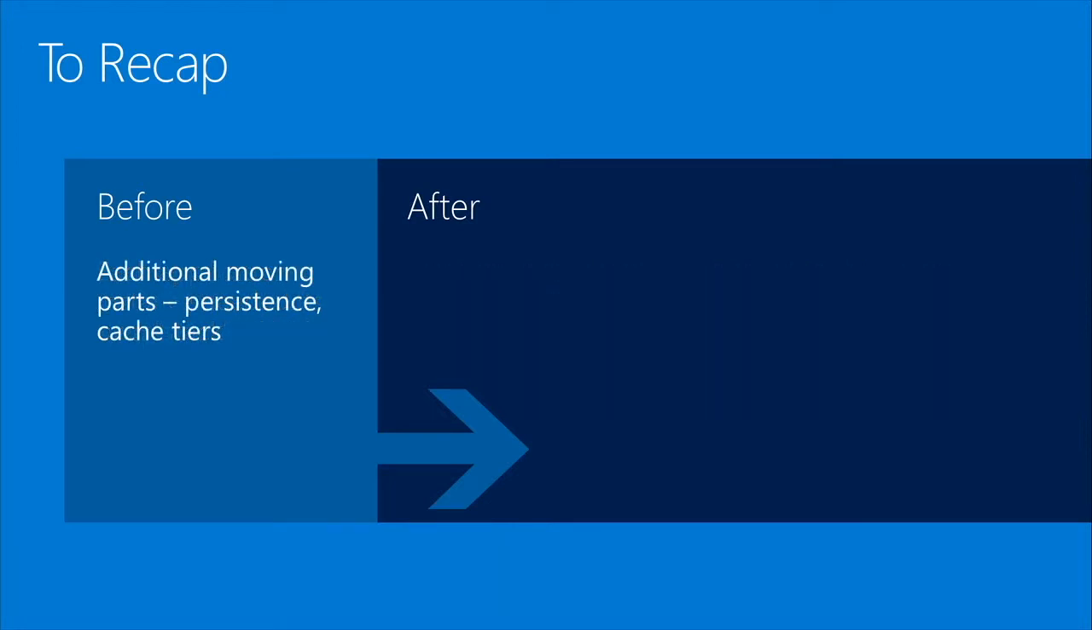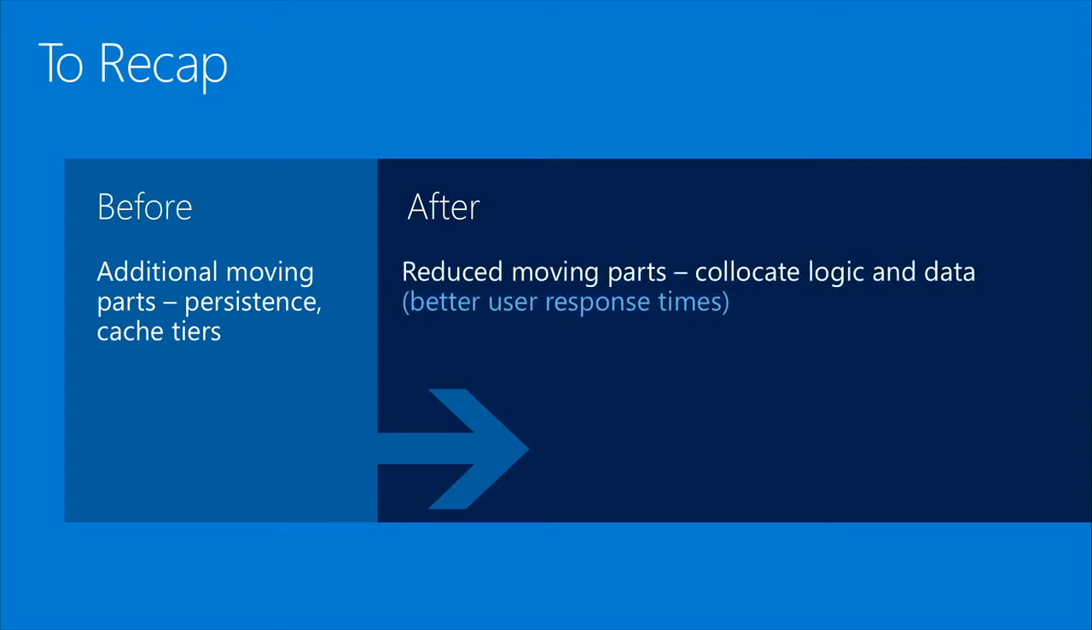The other benefit I have is that I have removed some of the moving parts in my application, so I don't have the data access logic. I don't go to the cache tier or the database tier. All of that logic has been moved into one tier, so I've co-located data and logic. As a result, I can expect better response time, less moving parts.